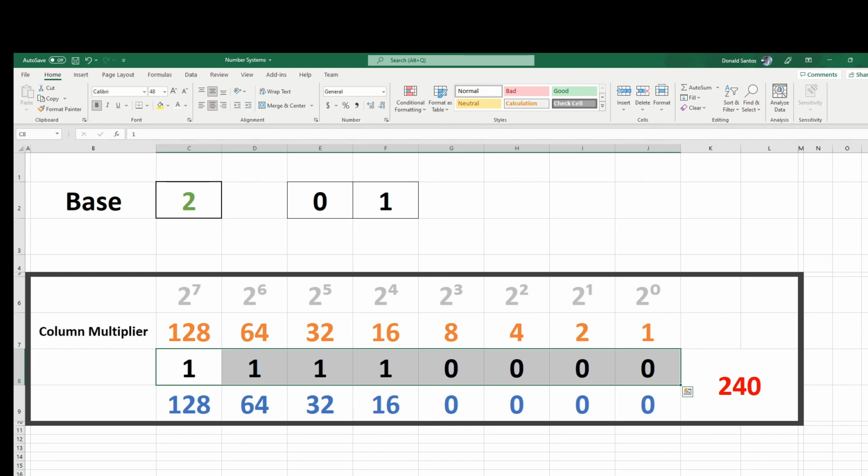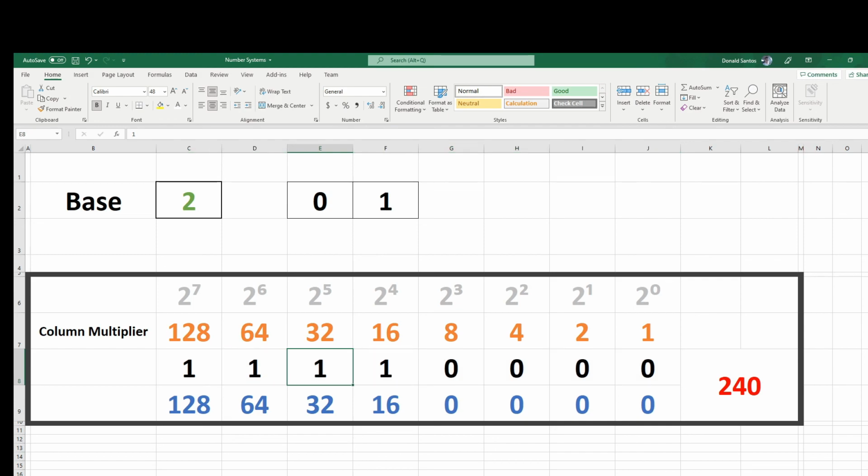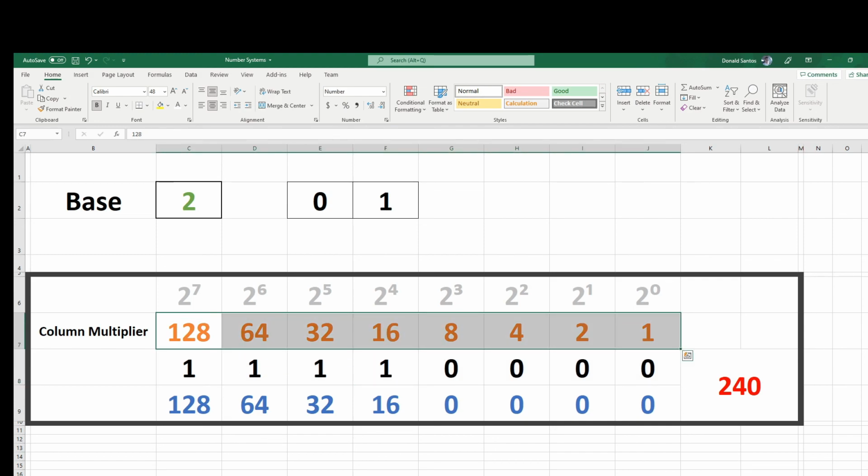I know the articles that you might read are really complicated and have all these different ways of doing bin to dec or dec to bin. That's decimal to binary or binary to decimal. But it's really as simple as making sure the column multipliers are correct: multiply down, add across.